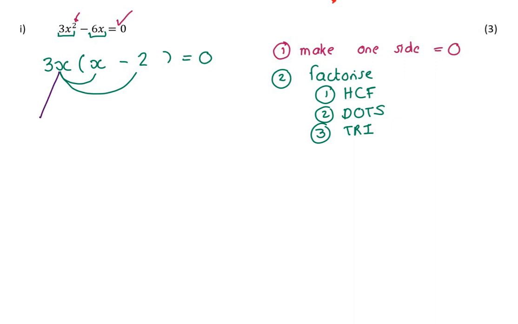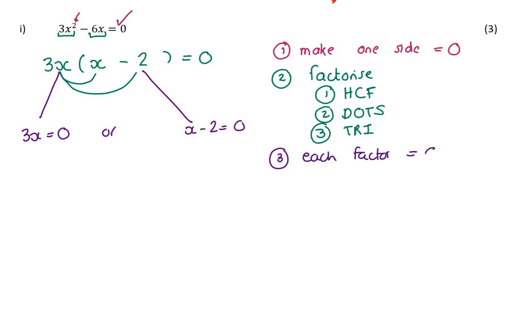So now either 3x must be 0, or x minus 2 must be 0. So after you've factorized, each factor could equal 0. This is where I start getting a branch, and I get two answers. So 3x could be 0. How do I solve this? Well, this is a little mini equation, a linear equation.